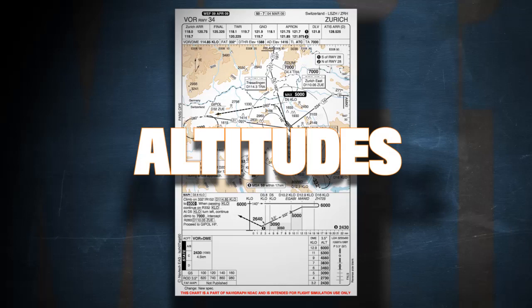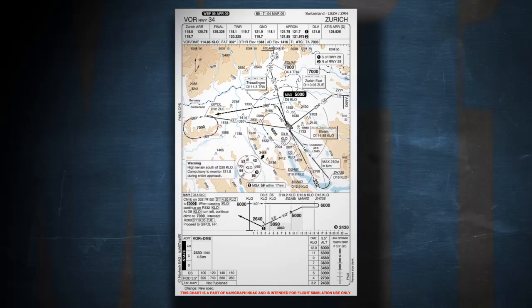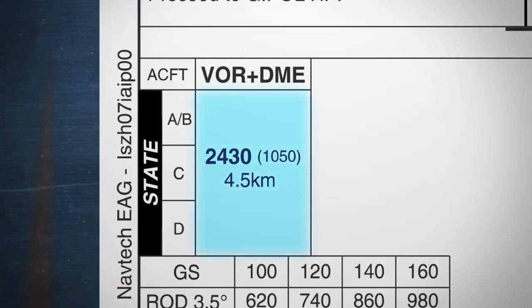A, altitudes. You need to be intimately familiar with all of your altitudes for this approach. This includes, but is not limited to, any altitude restrictions on the approach procedure itself, the minimum safe altitude for the operating area, high terrain obstacles such as radio towers, and lastly, the minimum altitude. This is an MDA, minimum descent altitude, for a non-precision approach, which a VOR is a non-precision, or a DH, decision height, for a precision approach.